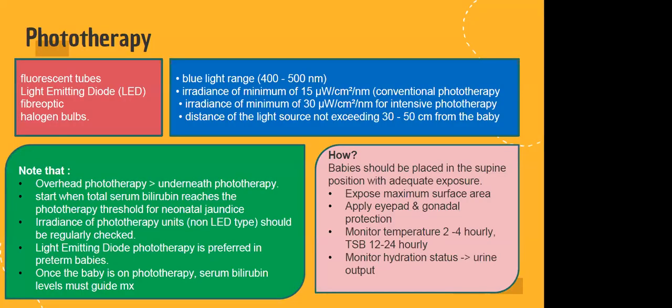In the management of neonatal jaundice, our goal is to prevent complications, such as kernicterus. One of the managements is phototherapy. The aim of phototherapy is to lower the concentration of circulating unconjugated bilirubin to a level at which central nervous system deposition is minimized. We have several types of phototherapy, such as fluorescent tubes, LED, fiber optic, and halogen bulbs.